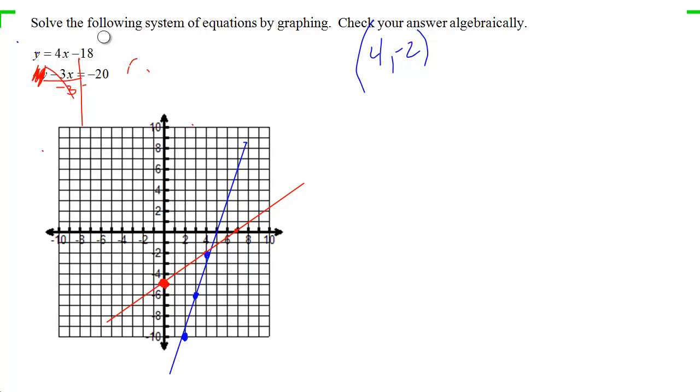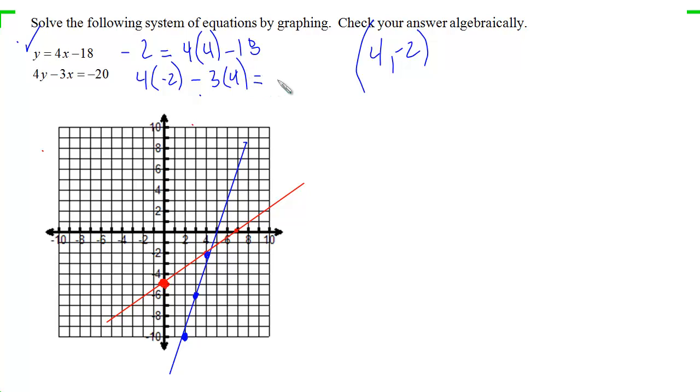Well, let's check. All I have to do to check these is make sure that that coordinate is on both functions. So I'll go ahead and sub this in. So I have negative 2 equals 4 times my x value minus 18. And I know that 4 times 4 is 16. Take away 18 is negative 2, so that one checks. I'll do the same thing here. 4 times negative 2 minus 3 times 4 equals negative 20. And this is negative 8 minus 12, and that is negative 20, so that also checks.